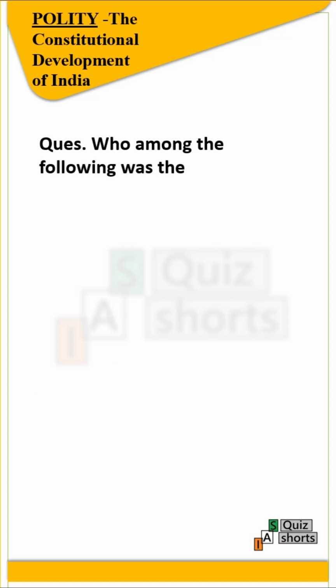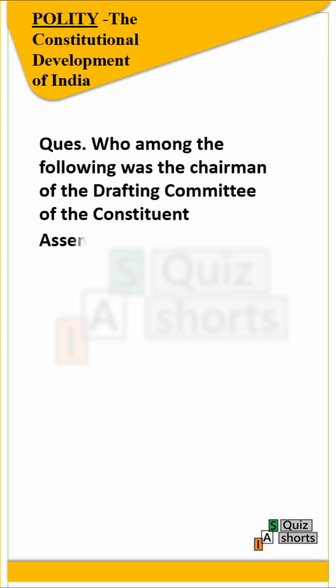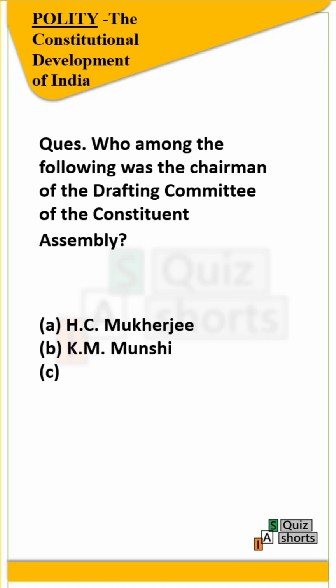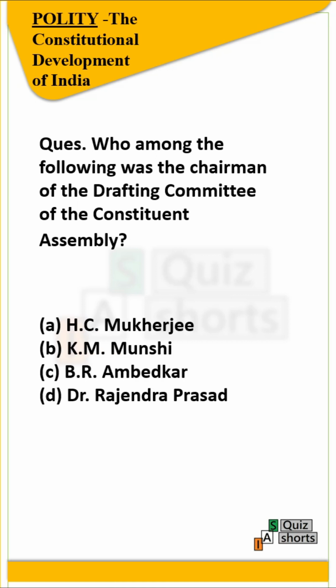Who among the following was the chairman of the drafting committee of the Constituent Assembly? Option A H.C. Mukherjee, option B K.M. Munshi, option C B.R. Ambedkar, option D Dr. Rajendra Prasad. Answer is option C B.R. Ambedkar.